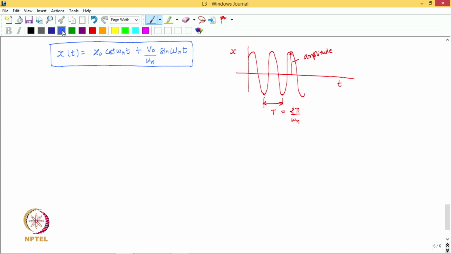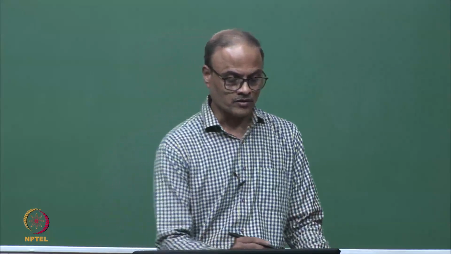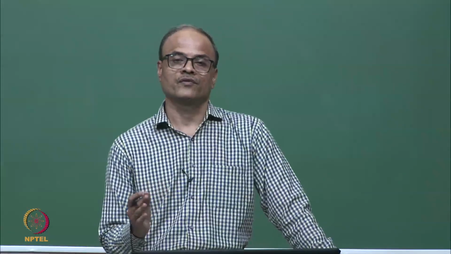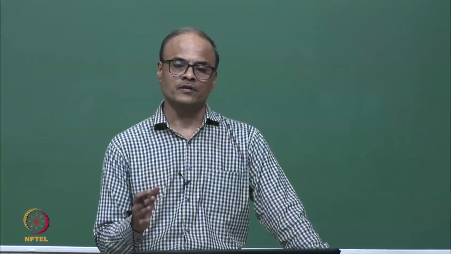So in free vibration, one important characteristic is that the vibration occurs at the natural frequency. Under free vibration of a single degree of freedom system, the vibration occurs at the natural frequency of the system, which is nothing but under root k by m. Now we are going to talk about forced vibration.